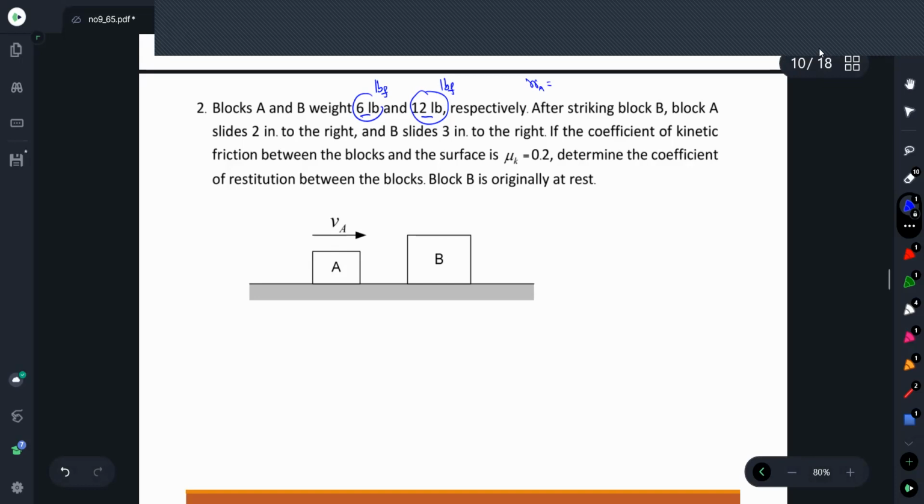Now we know W_A is equal to 6 pounds. So when we would like to find the mass of A, we have to divide it by g. In US customary units, g is 32.2 foot per second squared, and then we will have the mass. The unit of mass is slug.